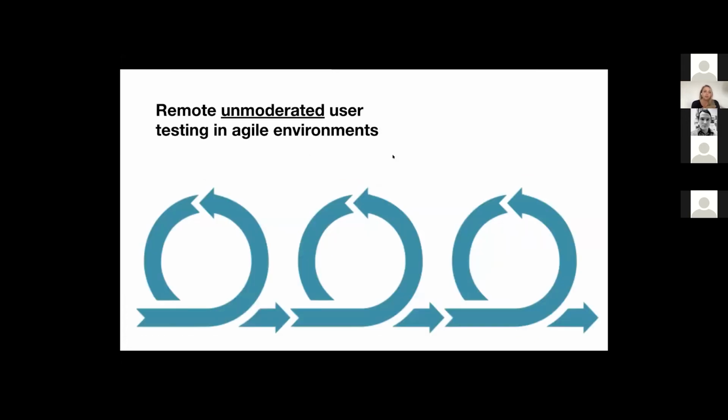And then we have remote unmoderated user testing in agile environments. Again, it comes back to the fact that when you work agile and in sprints, you have the opportunity to work on something, and then at the end of a sprint, make a remote unmoderated test, send it out, go away from it, and just let it live on its own for the next sprint. Then you can come back and use your results for the next iteration. So being able to have this freedom of not spending a lot of time on moderating is actually great.